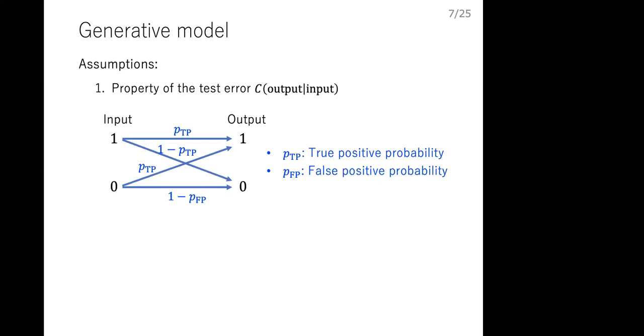Here, we introduce several assumptions in the generative process of the test result. First, we characterize the test error by two parameters, true positive probability and false positive probability, denoted by PTP and PFP. Input one gives output one with probability PTP and output zero with probability one minus PTP, which is a false negative. And input zero gives output one with probability PFP, which is a false positive.